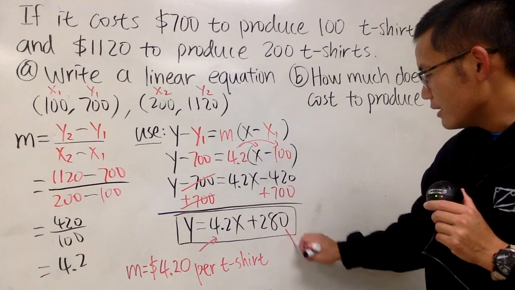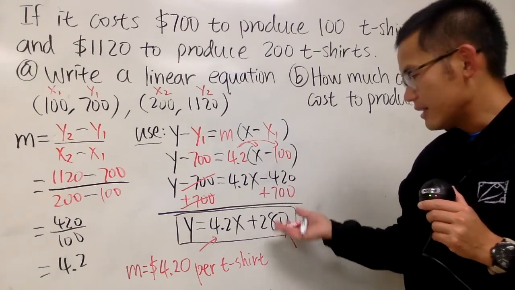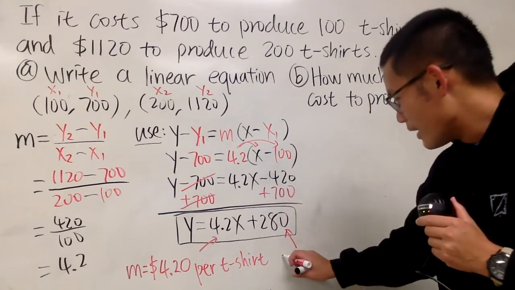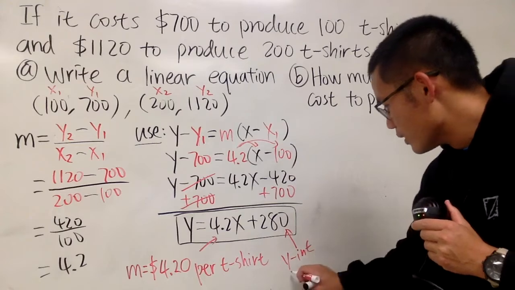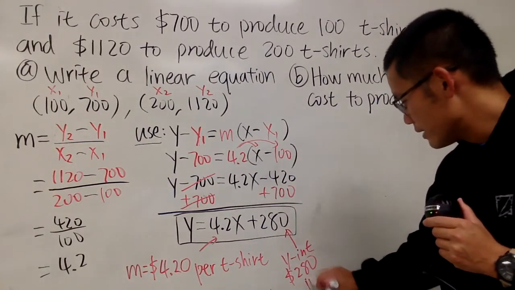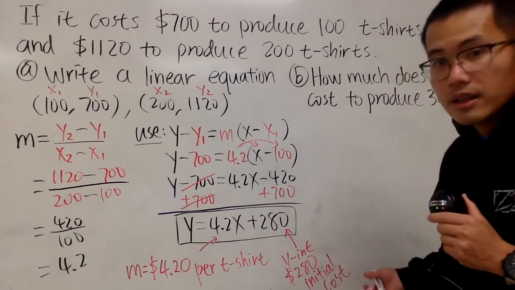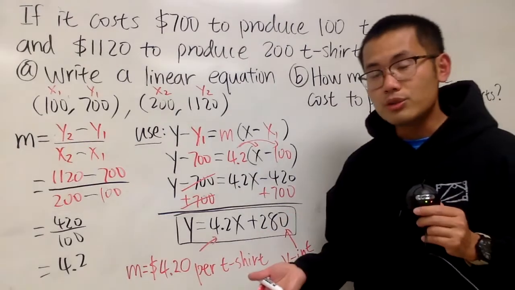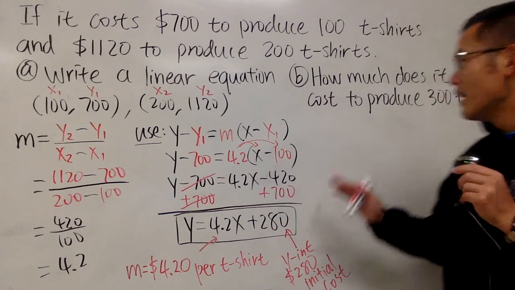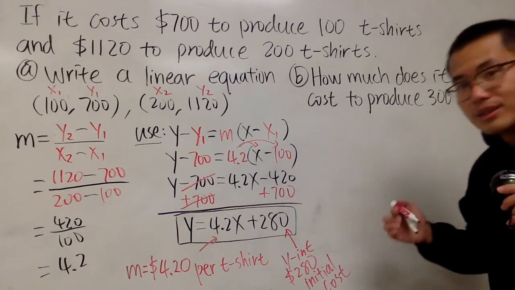And how about the 280? Well, remember, the y-intercept is always the initial amount. And in this context, of course, we're talking about the initial cost. So the y-intercept, which is going to be 280, is the initial cost. It's just like if you want to produce your own t-shirt, you have to buy the machines, right? So that's the initial cost for that. So that's it. For the second part though, how much does it cost to produce a total of 300 t-shirts?